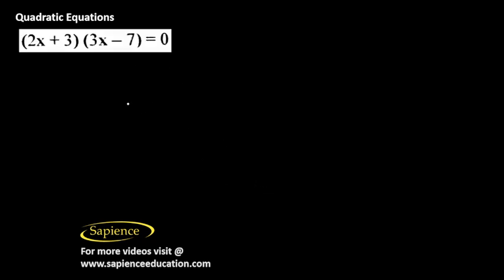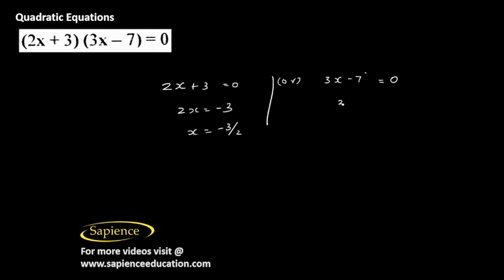Now we will solve this question. Again, the quadratic equation is given in the factorized format, so we don't have to split the middle term and factorize it. Either 2x plus 3 is equal to 0 or 3x minus 7 is equal to 0. In this case, 2x is equal to minus 3 and x is equal to minus 3 by 2. In this case, 3x is equal to plus 7 and x is equal to 7 by 3. So the answer to this question is x is equal to minus 3 by 2 or 7 by 3.